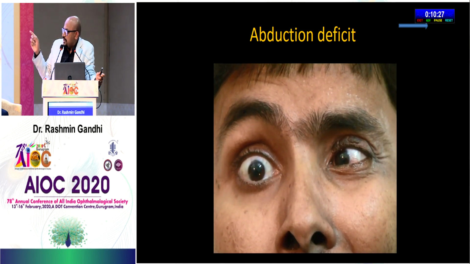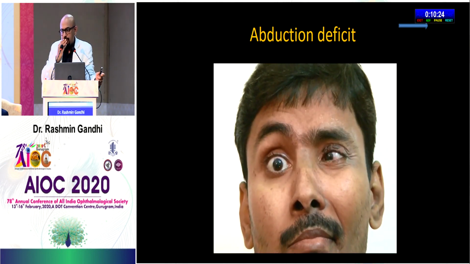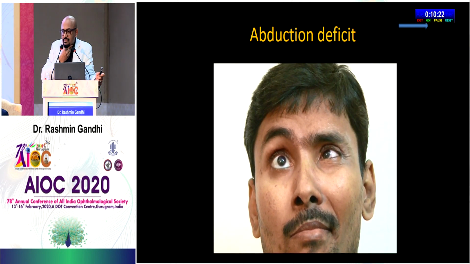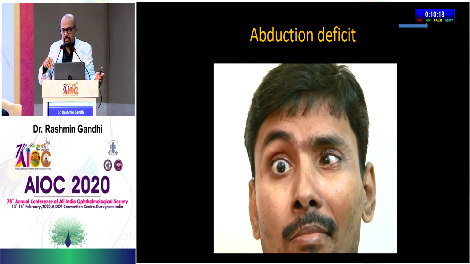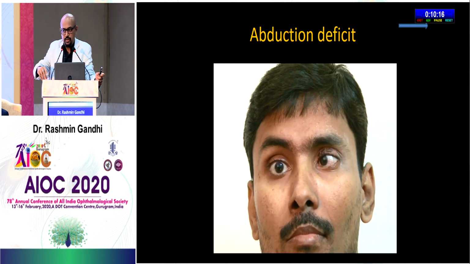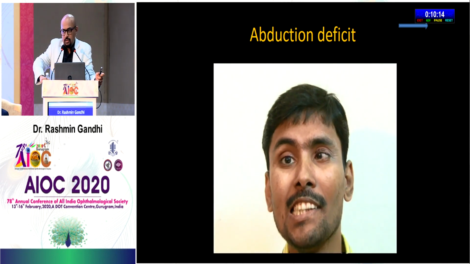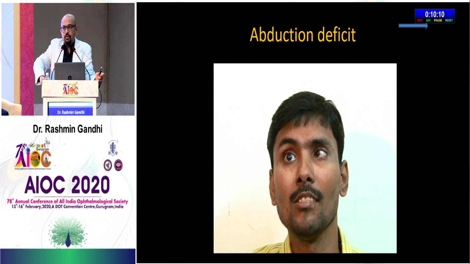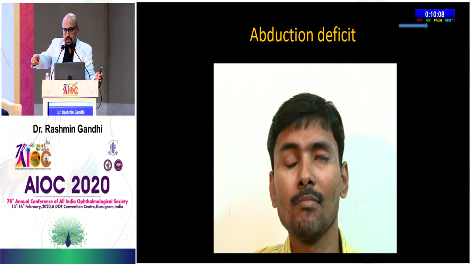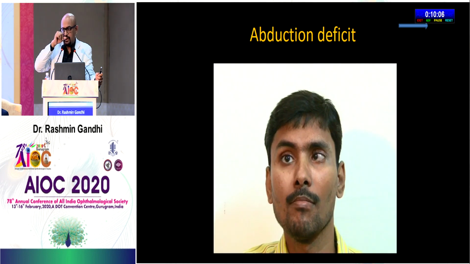Do you see the fullness of the left upper eyelid? Why do you think there is a fullness of the left upper eyelid? What is being demonstrated here now? There is also a weakness of which nerve? Left facial nerve. You can see there is a mild lagophthalmos here on the left side.